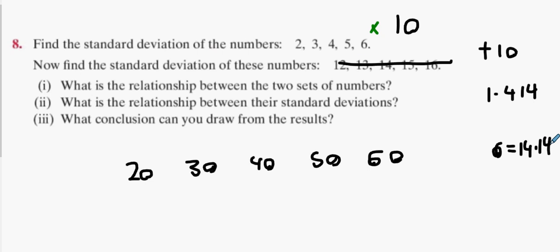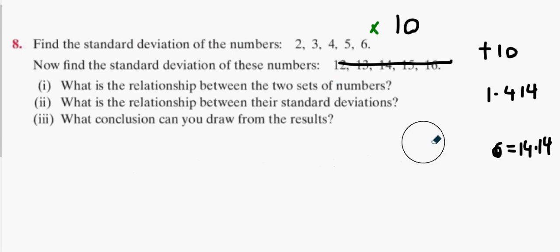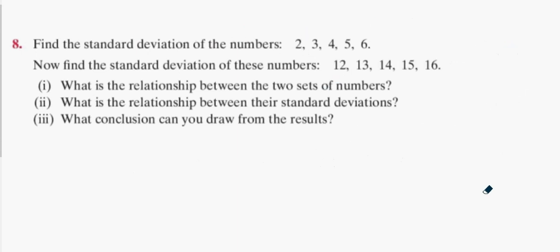So that's the difference. What's the relationship between the two sets of numbers? They have the same standard deviation because they have the same spacing. First question: what's the relationship between the two sets of numbers? Data set B is just an increase of 10 from data set A. What's the result of the standard deviations? They are the same because how spaced out they are is still the same. What conclusion can you draw from these results? If it's the same spacing, it's the same standard deviation. So standard deviation is not affected by increasing every result by the same amount. That's what you're looking for.